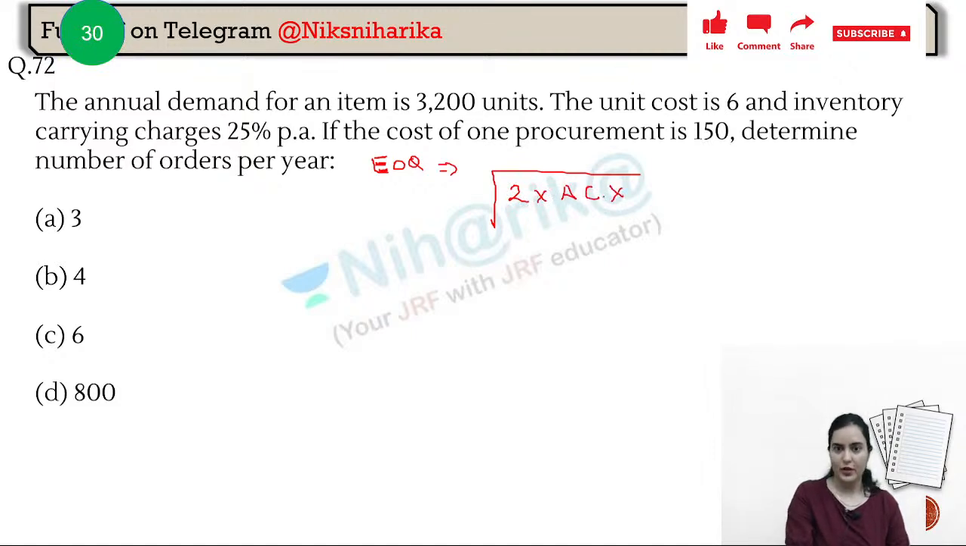We have done it. Let me help you out with the formula. EOQ is nothing but the root of 2 into annual consumption or annual demand, one and the same thing, whether you write annual consumption, annual demand or just A, into order cost divided by carrying cost percentage into holding cost. This root will be on full.